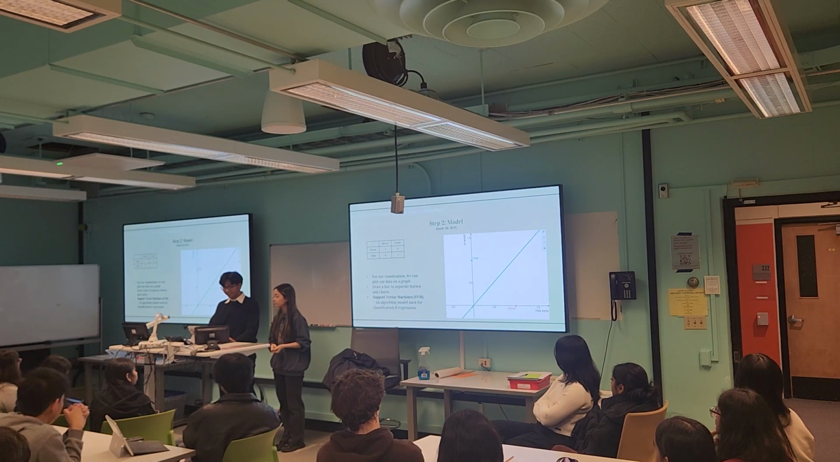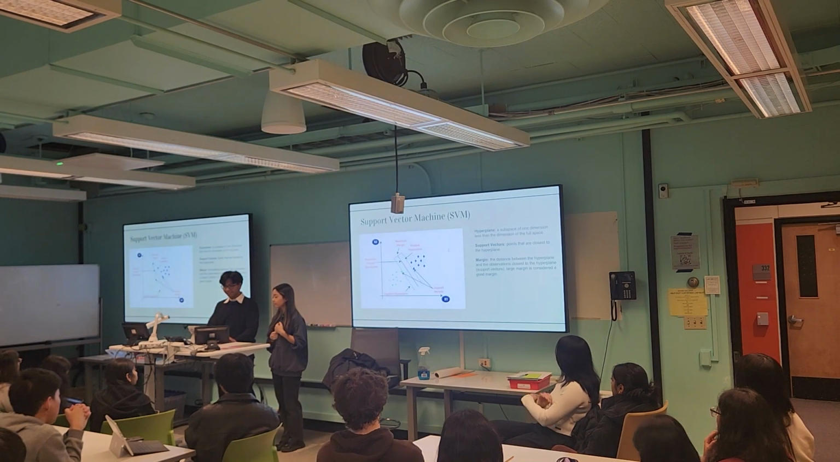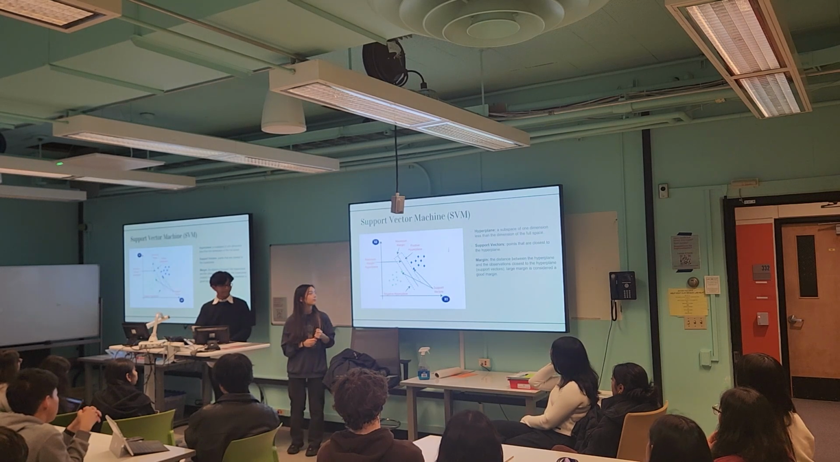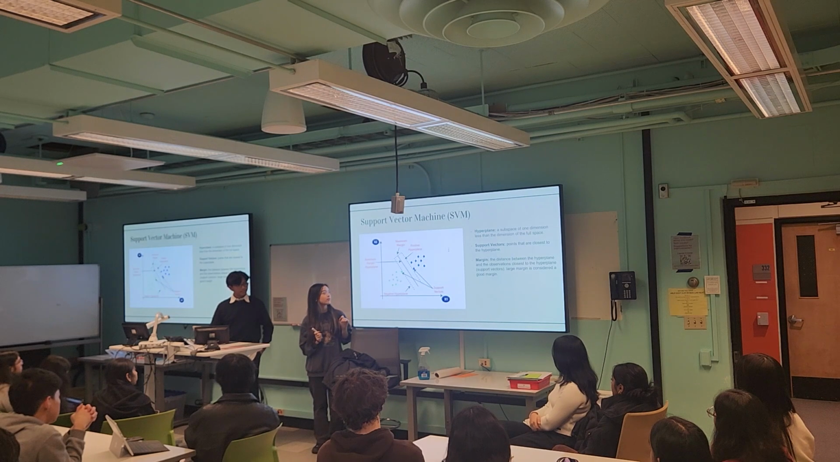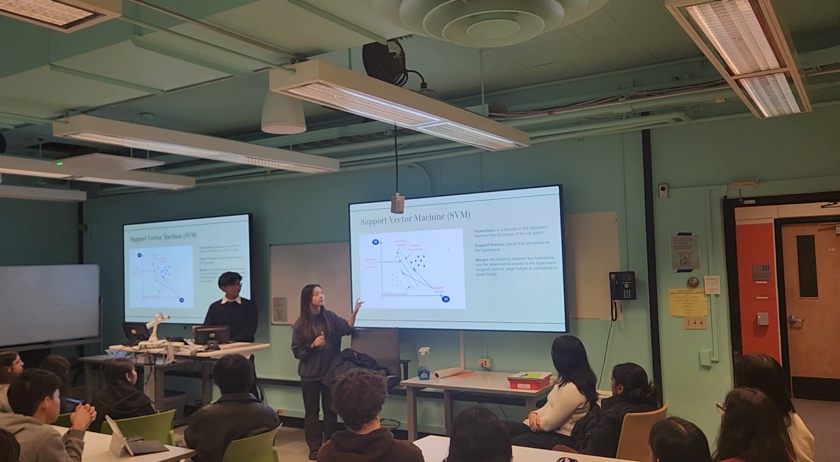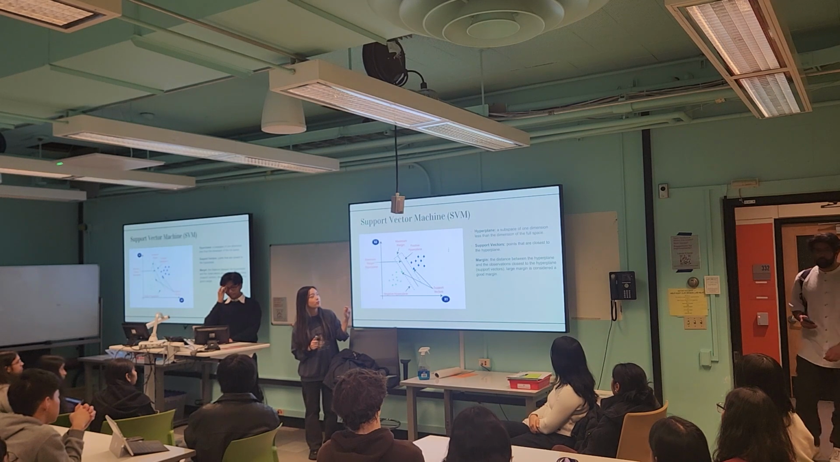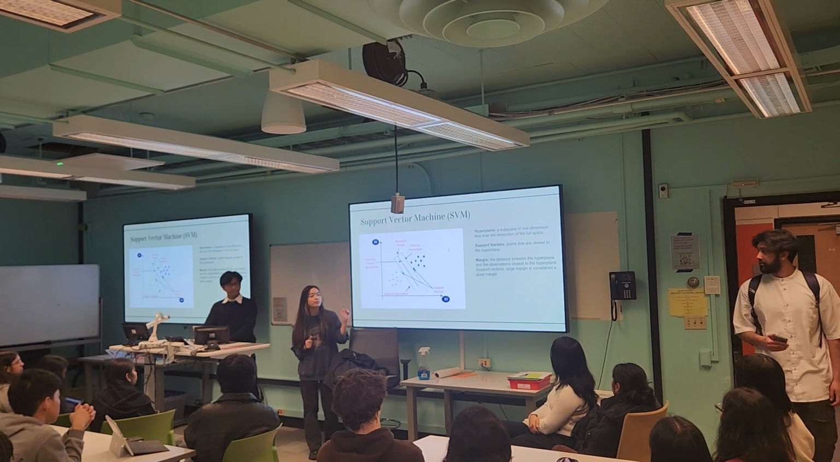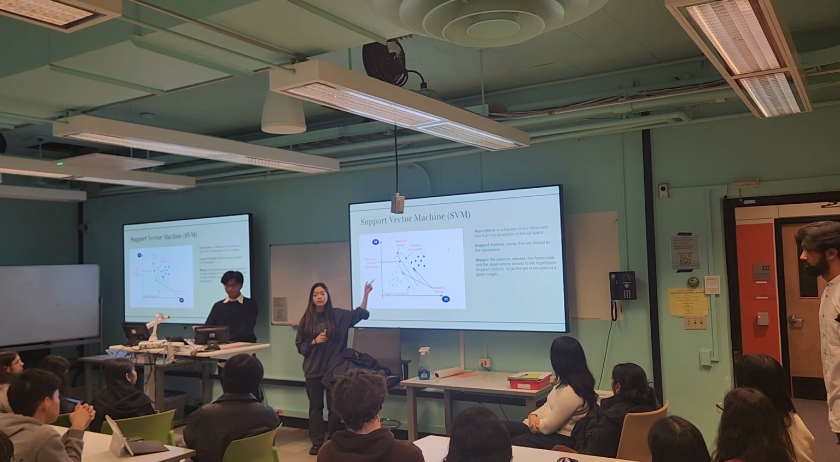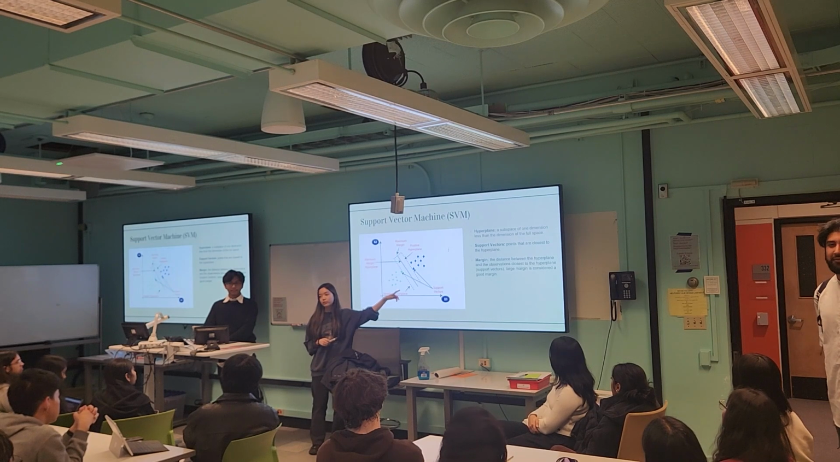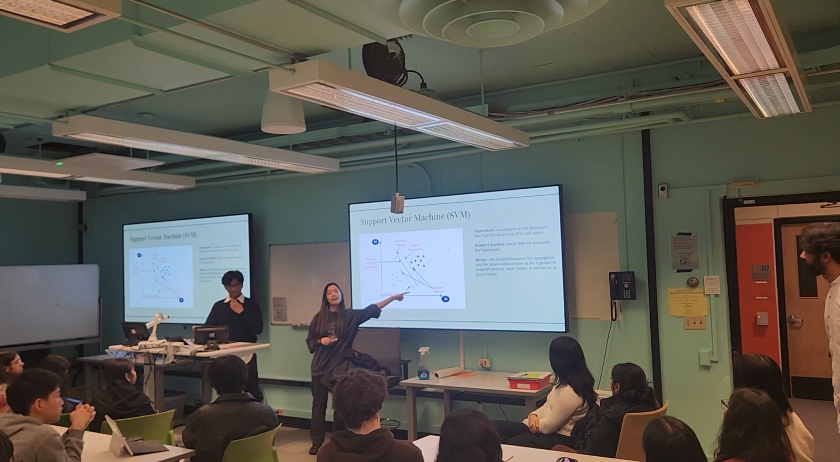So I'll pass it on to Che to talk more about support vector machines. Okay, so now I'm going to cover the basics of support vector machine. First of all, what is a hyperplane? A hyperplane is a subspace of one dimension less than the dimension of the full space. In this picture, I have x1 and x2, so that is 2 dimensions, and our hyperplane would just be 1 dimension. That's why it's just a line here.